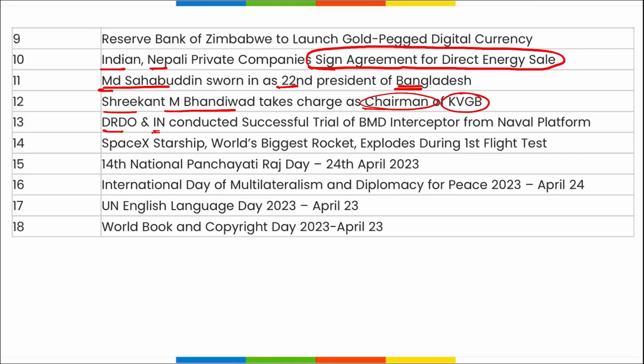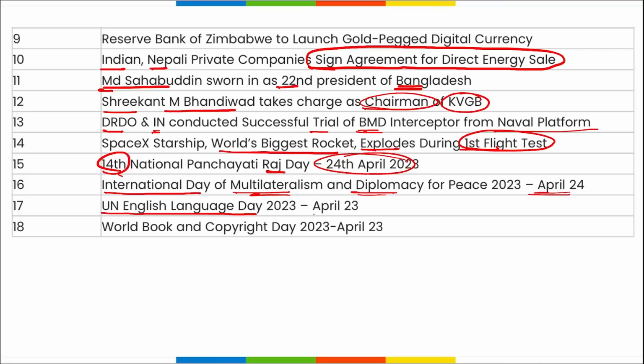DRDO and the Indian Navy conducted a successful trial of the BMD interceptor from a naval platform, off the coast of Odisha in West Bengal. SpaceX Starship, the world's biggest rocket, exploded during its first flight test. The 14th National Panchayati Raj Day is observed on 24th April 2023. International Day of Multilateralism and Diplomacy for Peace is observed on 24th April. UN English Language Day and World Book and Copyright Day are on 23rd April.